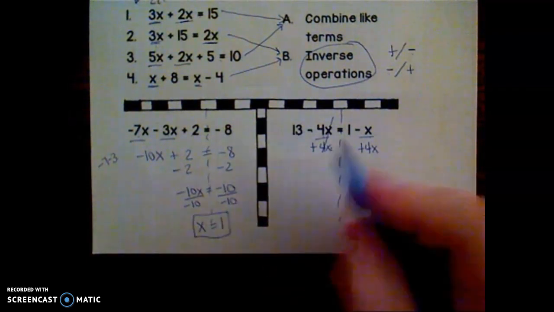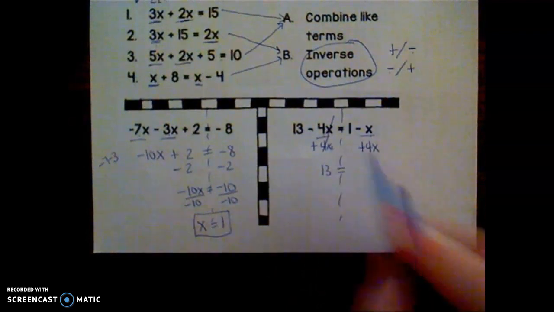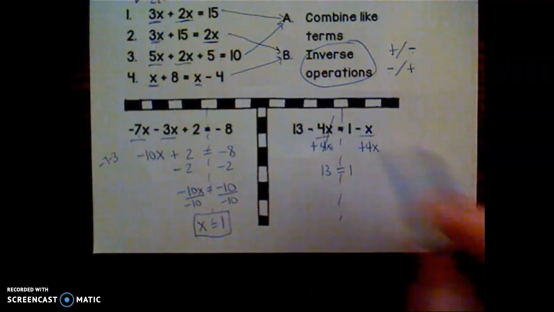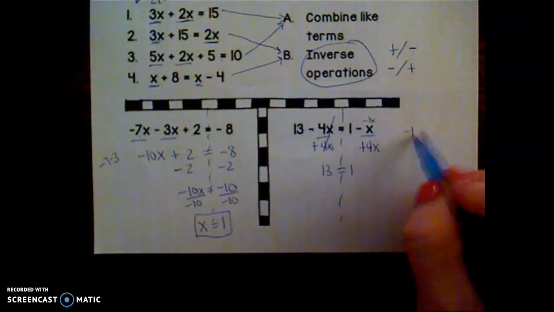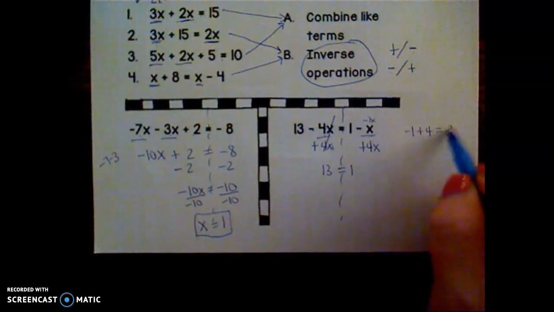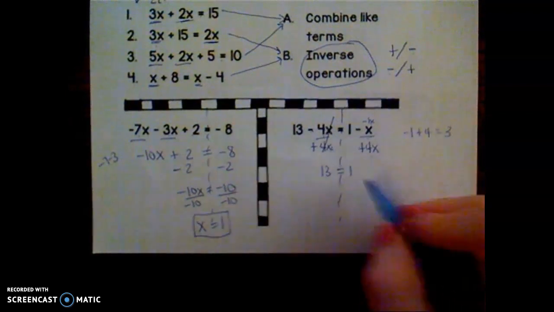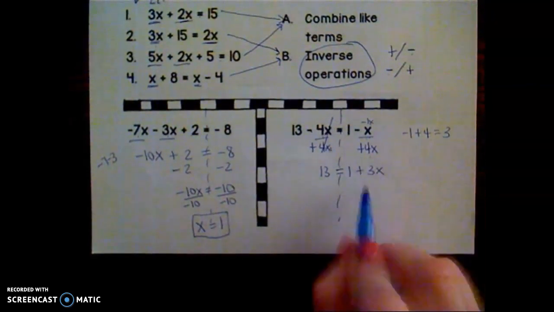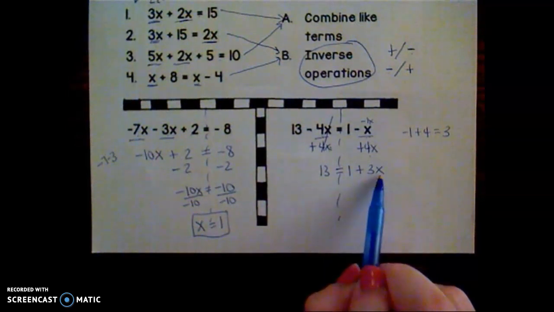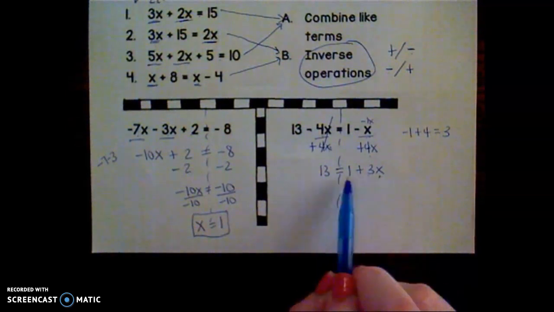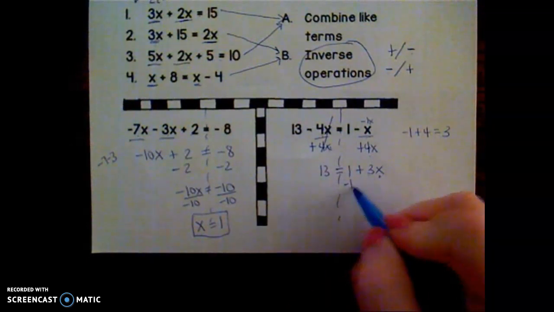So I have 13 on this side equals 1. And negative x, remember, is the same thing as negative 1x. So negative 1 plus 4 is 3. So this gives me 3x, and it's positive, so I have to put the plus sign in front. So now to get the x by itself, I have to get rid of the 3 and the 1, but we get rid of the 1 first. It's positive, so I'm going to subtract it away.